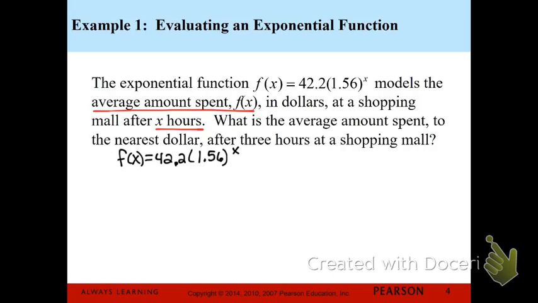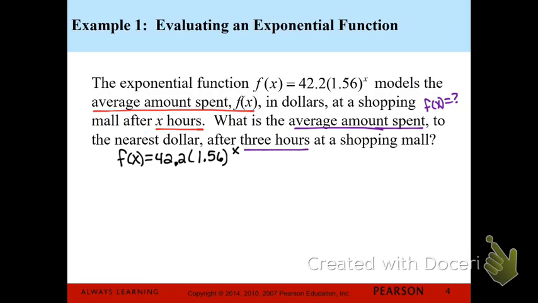So it says, what is the average amount spent to the nearest dollar after 3 hours at a shopping mall? What are we after? We're after average amount spent. Is that going to be x or f of x? So we're looking for f of x. And it said to the nearest dollar, so we're going to round to a whole number, correct? After 3 hours at the shopping mall.